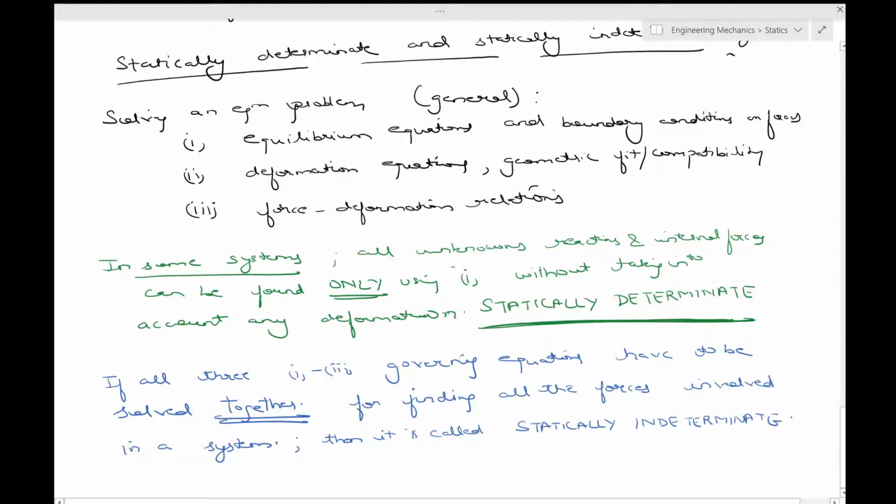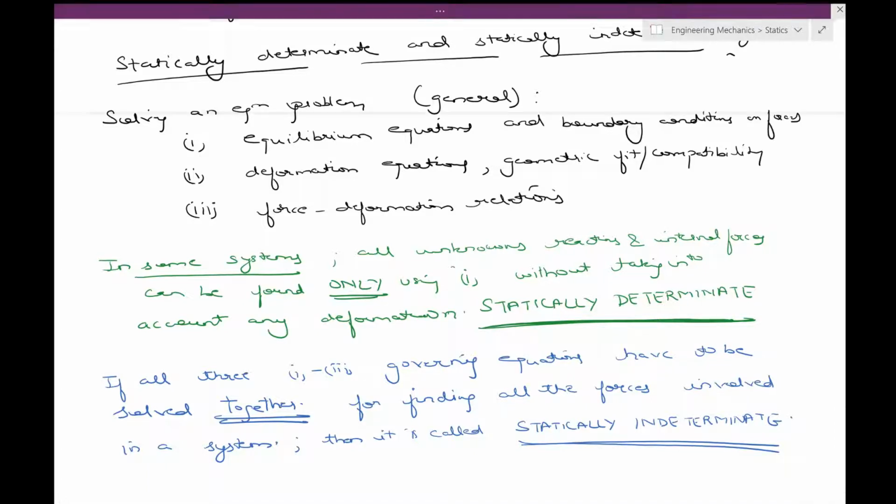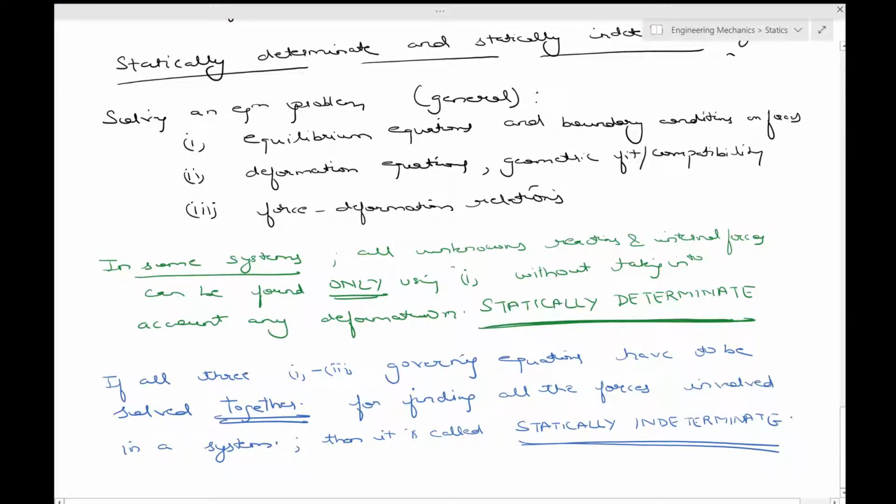Okay, so the idea is if you can just solve it by a force and moment balance only, then it's called statically determinate. Otherwise, it's called a statically indeterminate system. And it is the whole system which is called statically determinate or statically indeterminate. This is something which you should keep in mind. And over here clearly I have given you the example of a spring, so it will depend on the material properties also, in the indeterminate case.